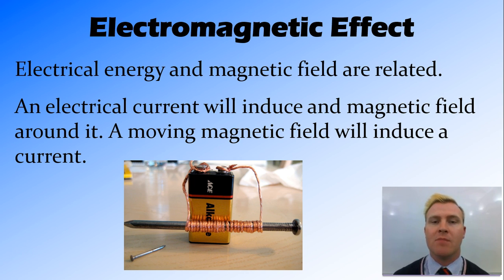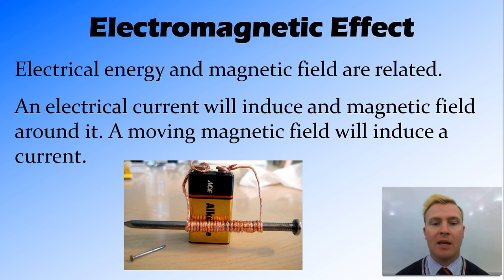Electrical transformers make use of the electromagnetic effect. And you don't need to know much about this, but just know that electricity or electrical energy and magnetic fields are related to each other. So if you've got an electrical current moving through a wire, it's going to create a magnetic field, and similarly a moving magnetic field is going to induce a current. And induce is just another word for make in a wire.